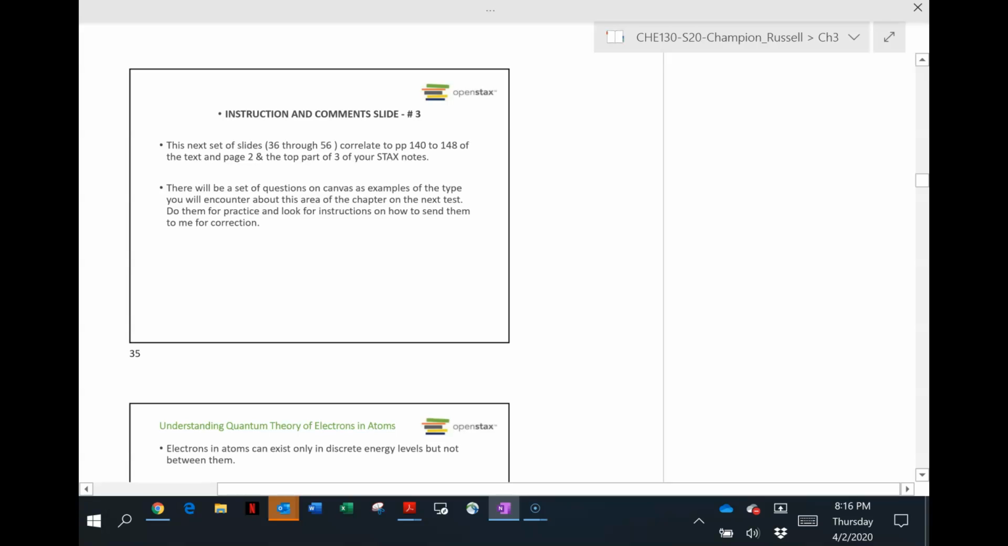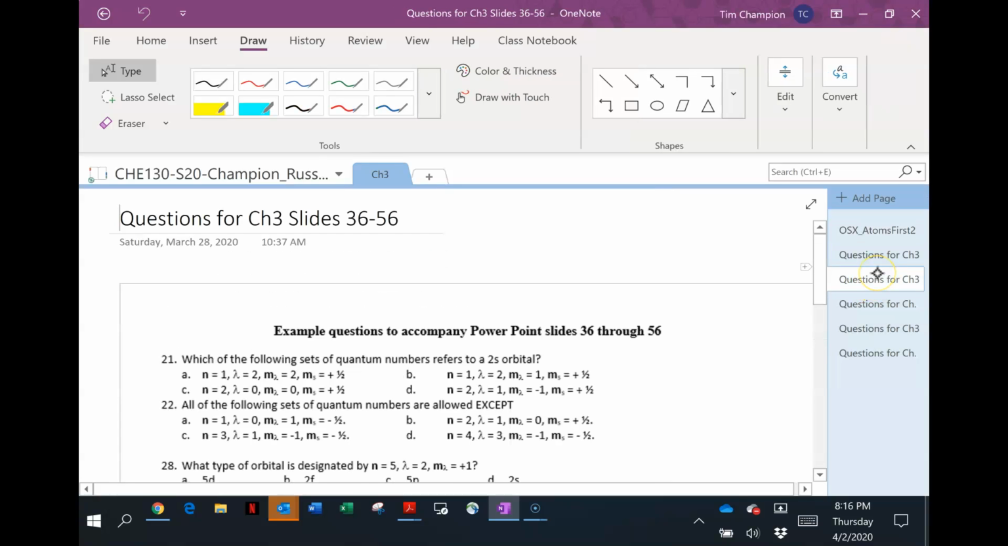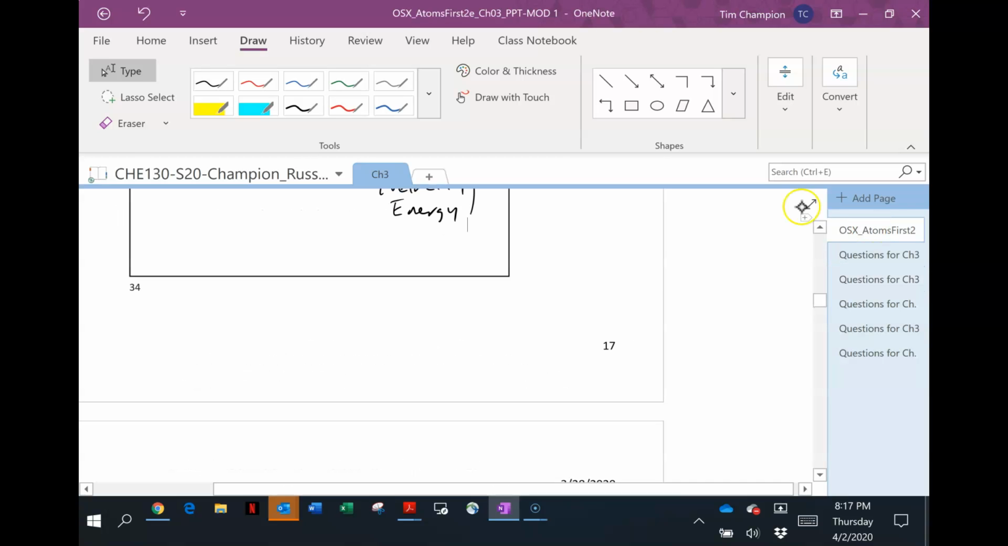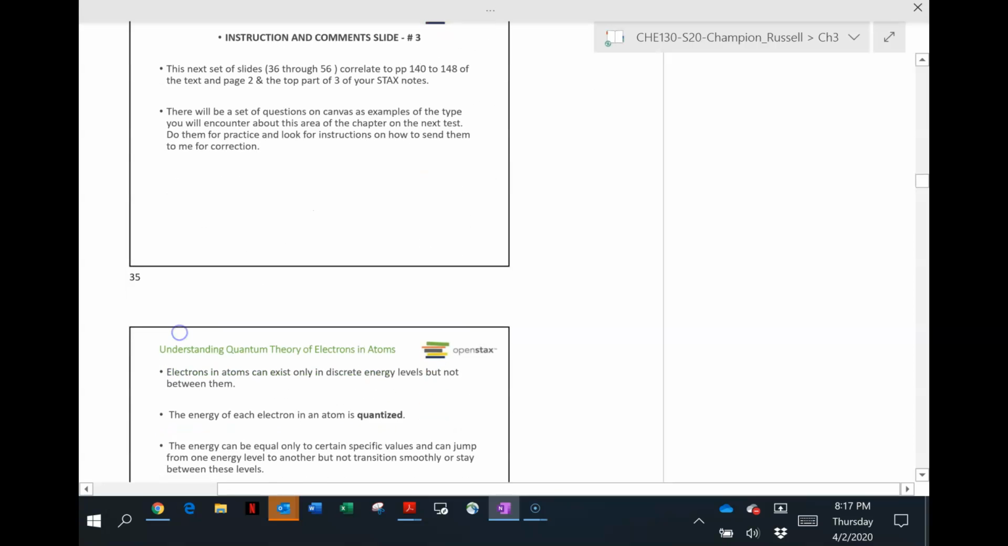So anyway, there's a section in these next bit of slides where Dr. Russell makes reference here to the pages of the text. I assume that's the PDF printout of the text. And then you can relate those to the set of questions over here on the side for slides 36 to 56, so you can relate that back to that as well. So that's basically what he's pointing to.